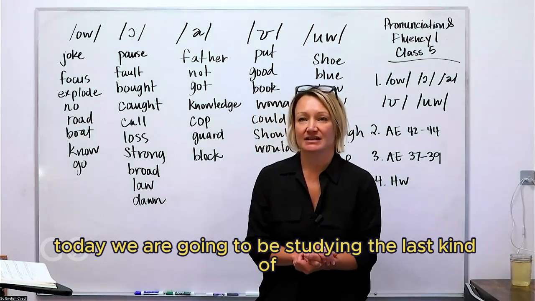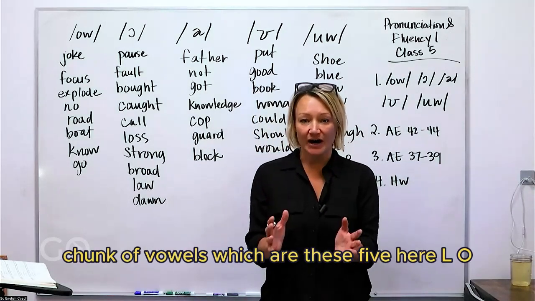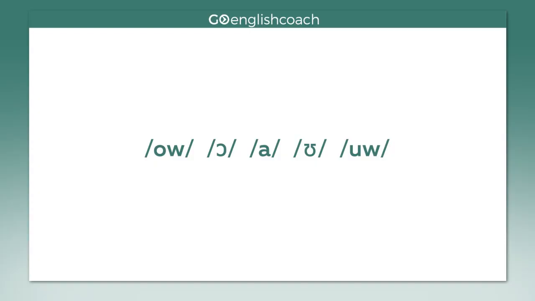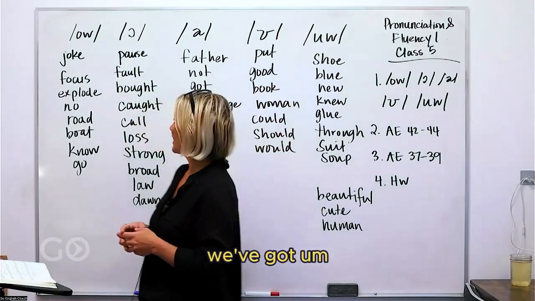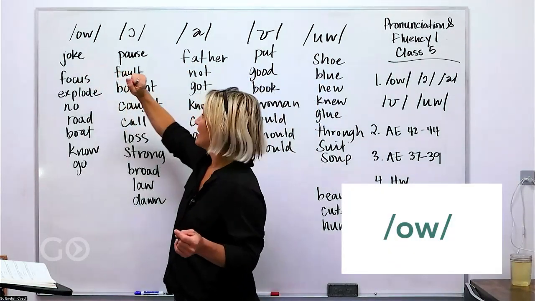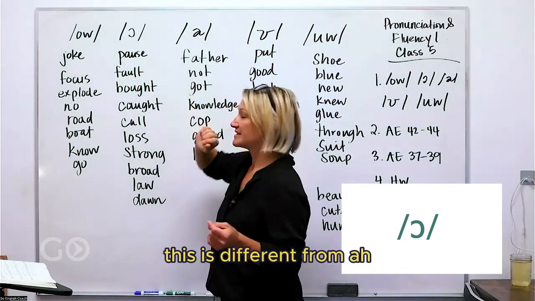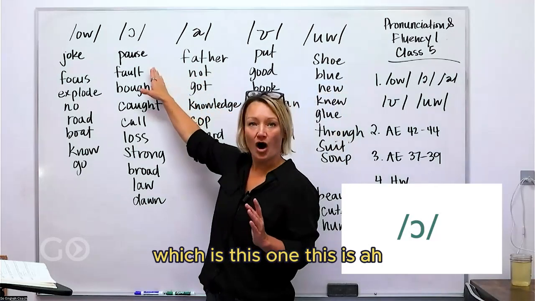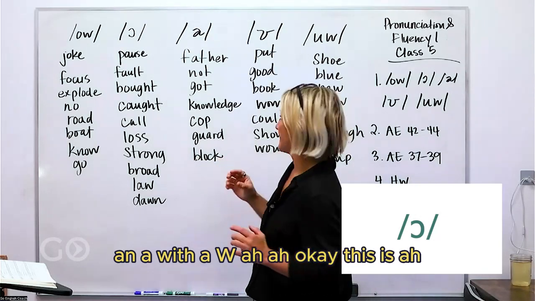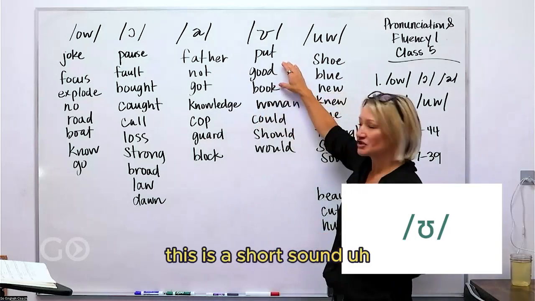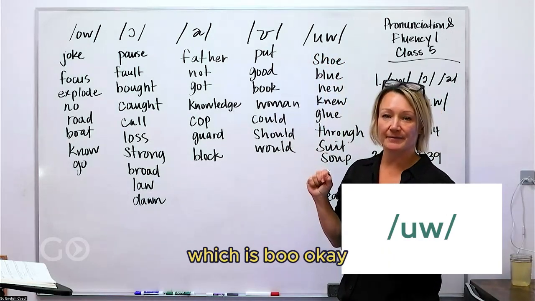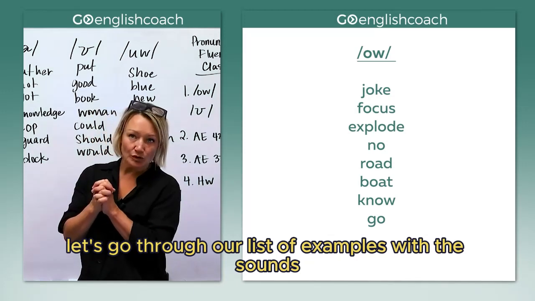Today we are going to be studying the last chunk of vowels, which are these five here. We've got these five sounds. So the long O, "oh." This is different from "aw," which is this one. It sounds almost like an A with a W, "aw," okay? This is "ah," a short sound. And then the longer U sound, which is "oo," okay? So let's go through our list of examples with these sounds.